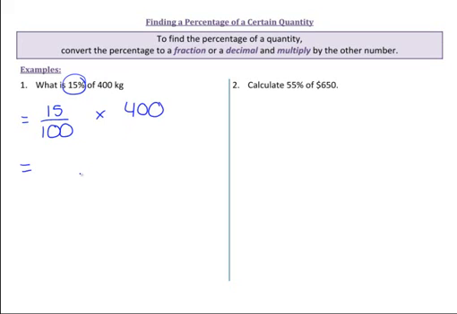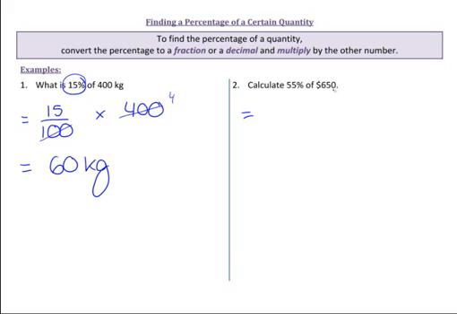Now I can go straight to my calculator, or I can do it by hand. 15 times 4 is 60. So 15% of 400 kilos is 60 kilos. Your other option, 15 divided by 100 times by 400, straight on your calculator.